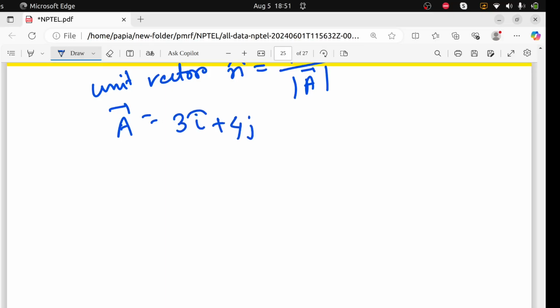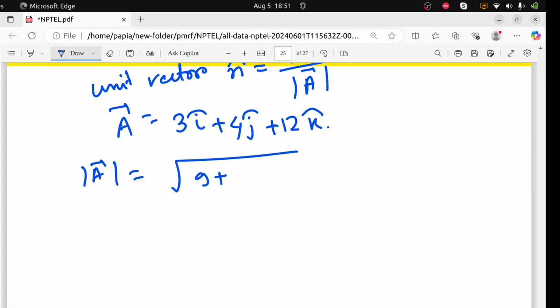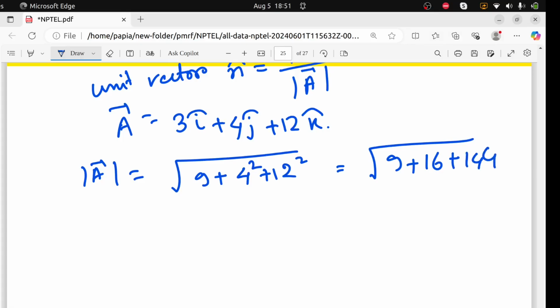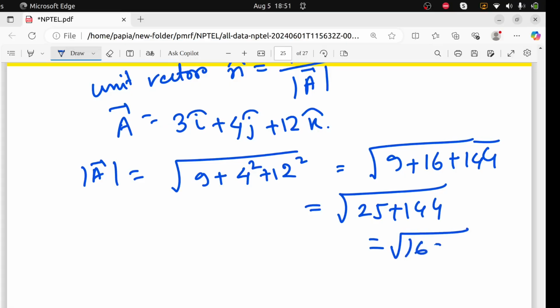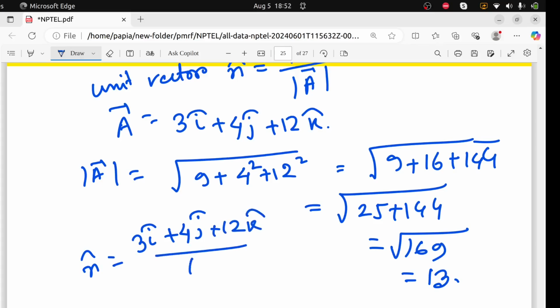3, 4, 12. So mod of a is what? Square root of 9 plus 4 square plus 12 square. So it will be 9 plus 16 plus 144. Okay. So now you can see it is 25 plus 144. This is 169, and then it is 13. So our n cap is simply 3 i cap plus 4 j cap plus 12 k cap divided by 13.